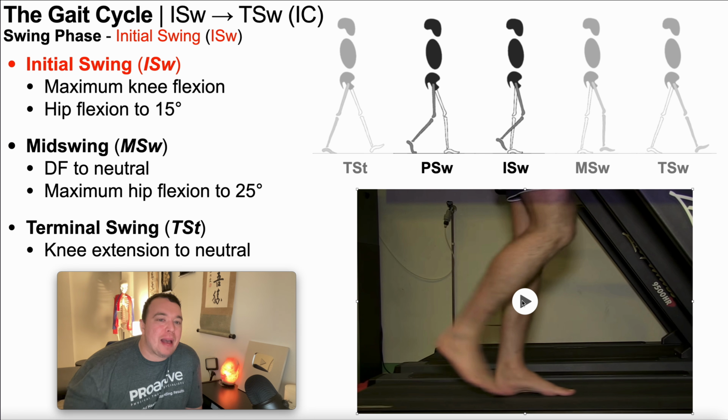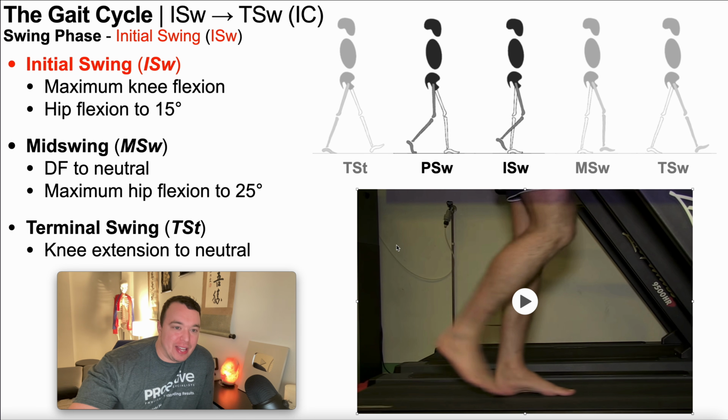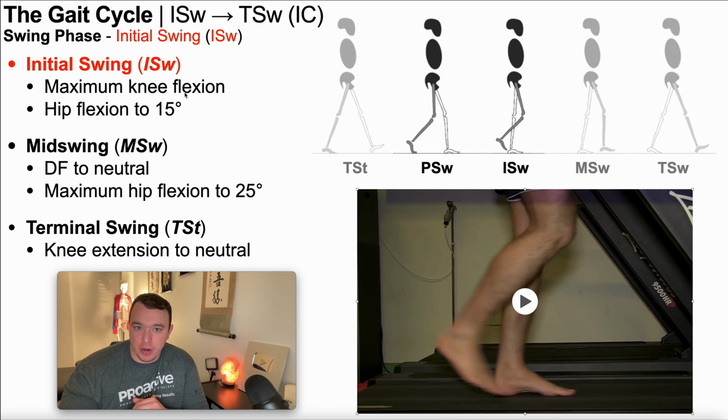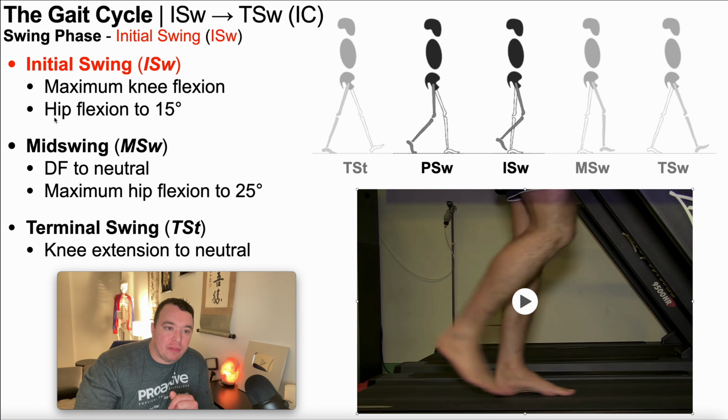So what's happening in initial swing? What are the key events? Well, we've got 2 things. Number 1, we've got maximum knee flexion. So the angle of knee flexion is the highest in initial swing. That's very important to understand, especially when we start getting into gait abnormalities, which we'll be covering later. And also in just a few minutes, I'm going to mention a couple key ones. And then also we have a hip flexion to 15 degrees.